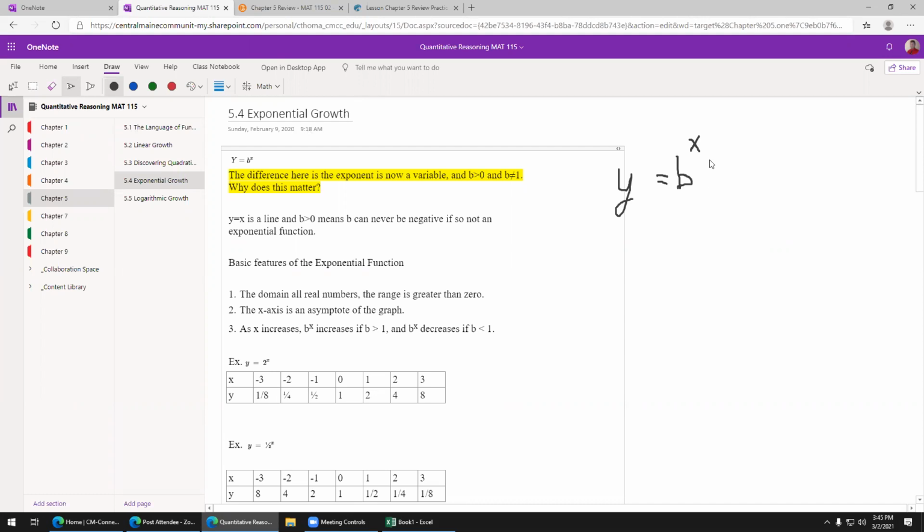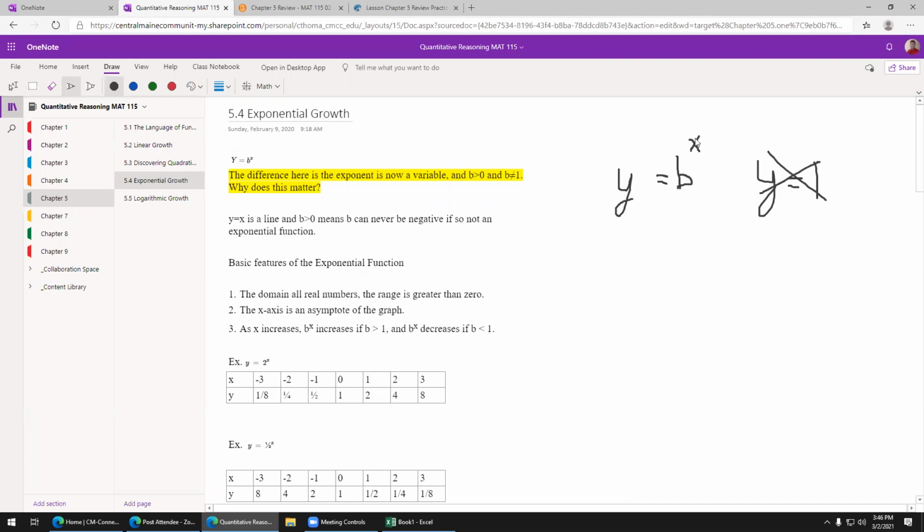It can't be 0, and it also can't be 1. The reason it can't be 1 is that 1 to any power is still 1, and now we're back to just a line. So if b is 1, y equals 1, that is just a line, right? So that's why it can't be 1, because it won't be exponential.